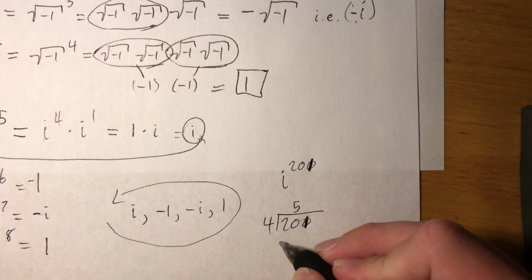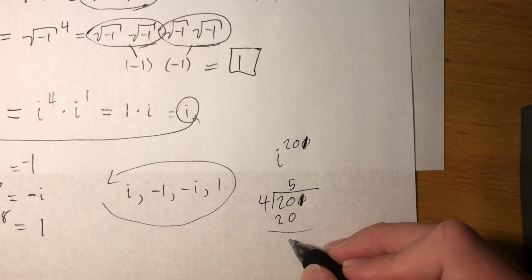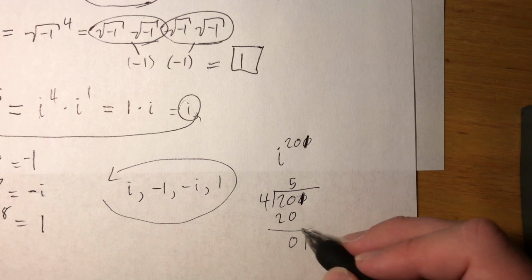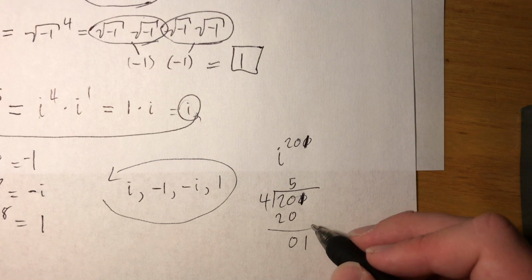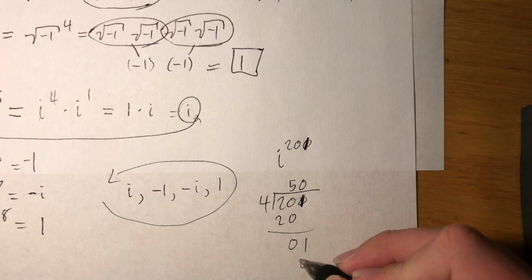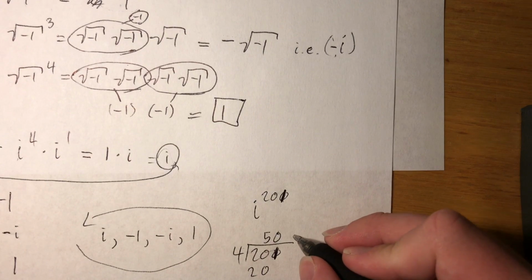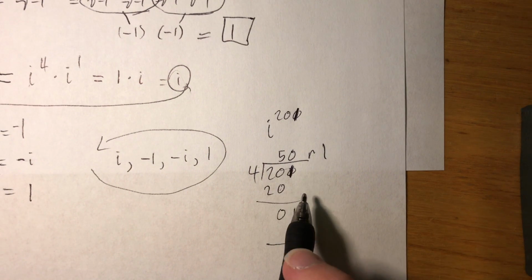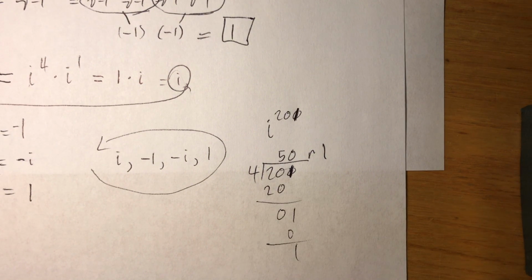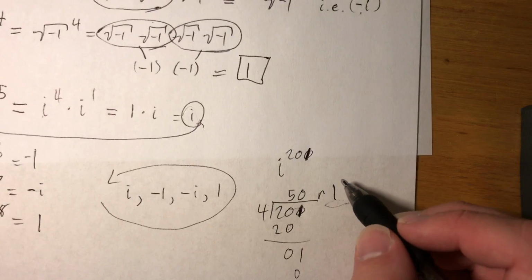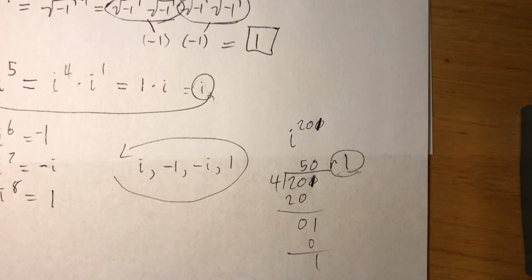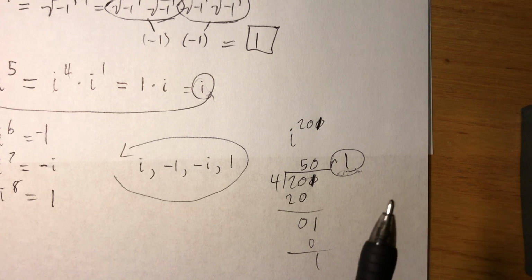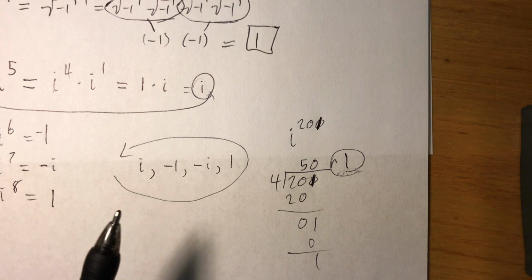20 divided by 4 is 5. We get 20. And you get 0, 1, and then 4 does not go into 1. It goes in there 0 times. 0 times 4 is 0, and we have 1 left over. So 50 with a remainder of 1, right? And that's why you probably shouldn't do this on the calculator, because you get a 0.25 rather than knowing that the remainder is 1. But the cool thing about this remainder 1 is you know then where it appears in this pattern.